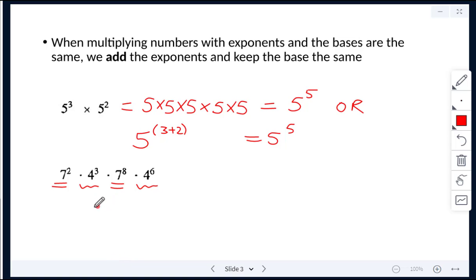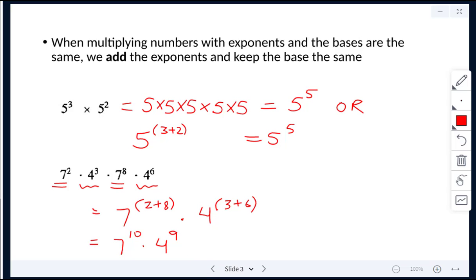Okay, so that would become the base of 7. We can add the exponents, which was 2 plus 8. So I'm just going to show that step. We are collecting those exponents together. We're adding them. And then it's still multiplied by 4. And the exponents are 3 and 6. And they are all being multiplied together. So we can add the 3 plus 6. And the final form, when we leave this in exponential form, would be 7 to the power of 10 times 4 to the power of 9.